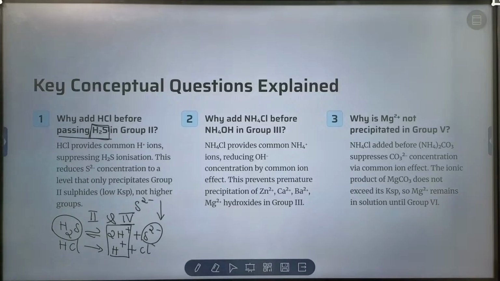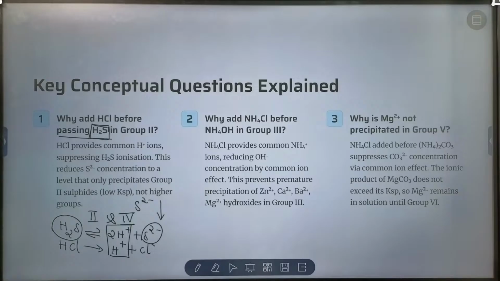So similarly, you look into the second question. Why do you have to add ammonium chloride before ammonium hydroxide in group 3? Again, it is the same concept. If you add more ammonium hydroxide, then what will happen? The fourth and the fifth group cations, and even the sixth group, will also get precipitated.